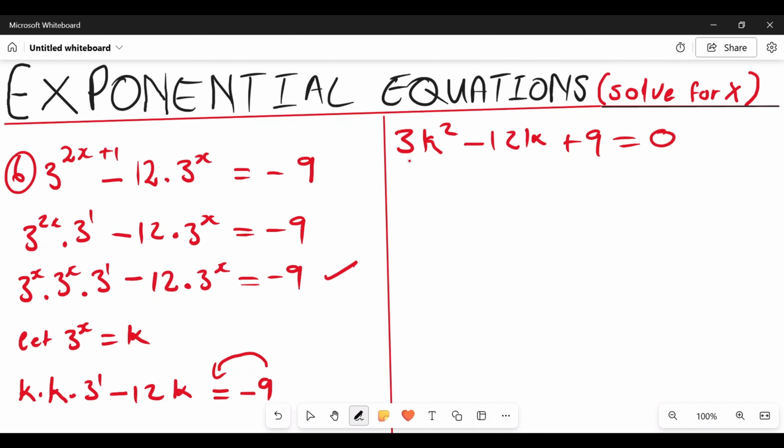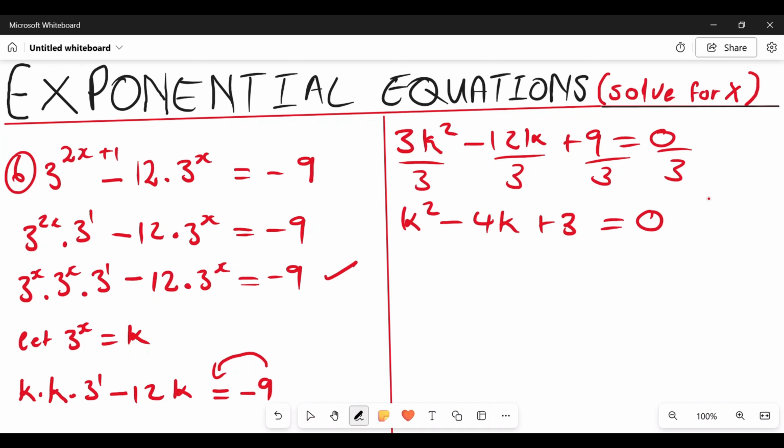Now, if you look at this here, this becomes a trinomial. But again, we have a common factor here. We can divide by our common factor, which is 3. So if we divide by 3 on the first term, 3 on the second term, 3 on the third term, and also 3 on the right-hand side, we're going to be left with k squared minus 4k plus 3. There we go. So our answer here is going to be 0, because if we divide 0 by anything, the answer is going to be 0.